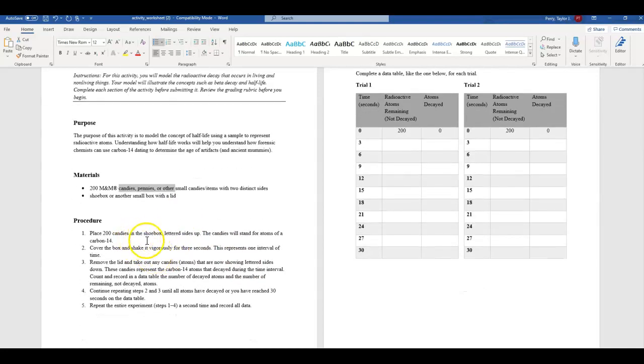It says in the procedure, we're going to place 200 candies in the shoebox, lettered side up, cover the box. And, oh, God, can you imagine how meticulous you'd have to be? That's so tedious, every single one going through and making sure it's face up. No, thank you. Anyway, you're supposed to shake the box, remove the lid, and then take out any candies that are showing lettered sides down, and that would represent atoms that have decayed, carbon atoms that have decayed.